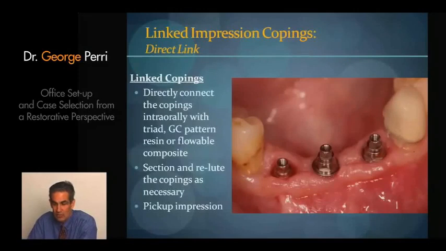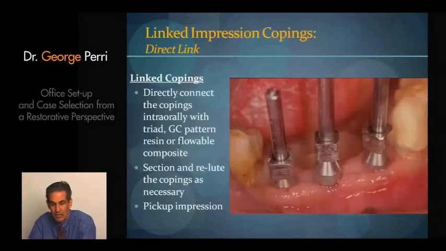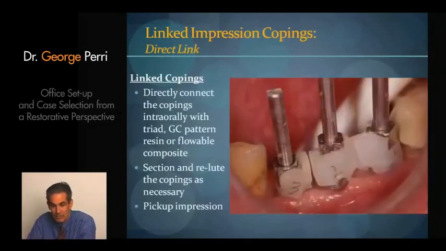For this sort of case, I would use open tray impression copings right in the mouth, but instead of taking the impression, I'm going to link them together, just right in the mouth. I'll use some GC pattern resin, or in this case, some Triad material, and I'll link them together. I take them out of the mouth, put them in the light oven, and cure it even harder. I then section it and bring it back to the mouth as separate pieces, but the key is a very small section, so I can just paint on some GC pattern resin.